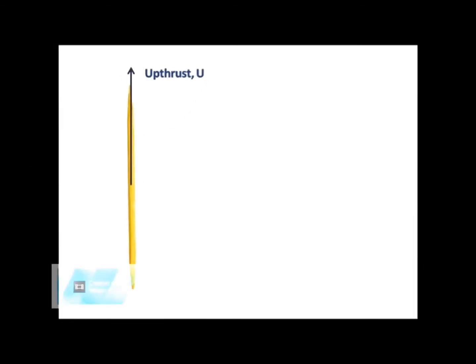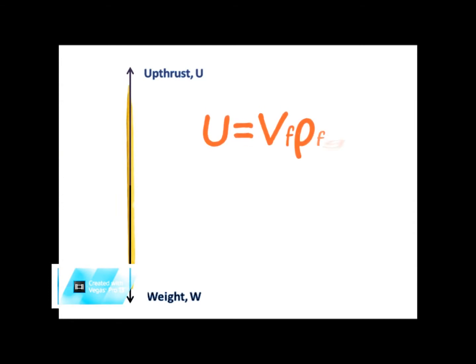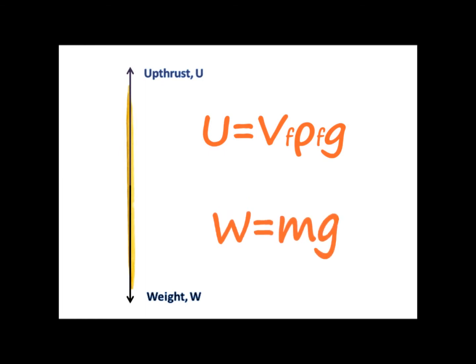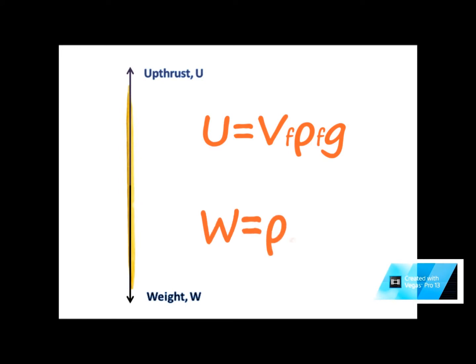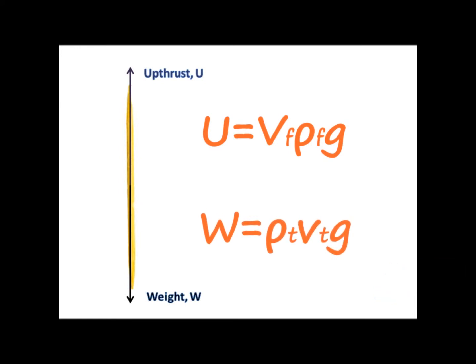Now, let us consider the free body diagram of a toothpick. The two forces acting on the toothpick are the upthrust and the weight of the toothpick. We denote the upthrust by U, where U equals Vf rho f g. Given Vf equals volume of fluid displaced, rho f equals density of fluid, and g equals gravitational acceleration. The weight of the toothpick is given by W equals mg equals rho t Vt g, where rho t is the density of the toothpick and Vt is the volume of the toothpick.